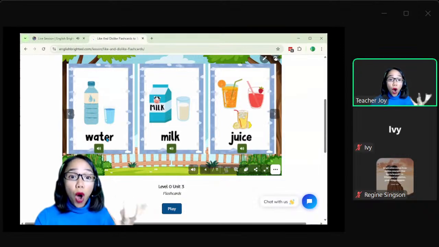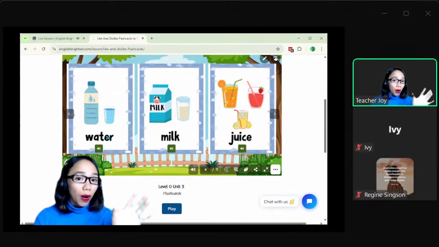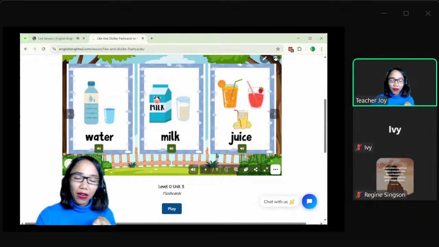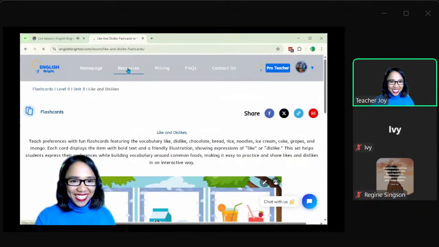So you just go, water. You say it slower first, slow, water, and then you can make it a little faster, water, and you go water, water, water, water, right? You can make it fun. Yes, so that's the flashcards. Thanks for the question, Steph.